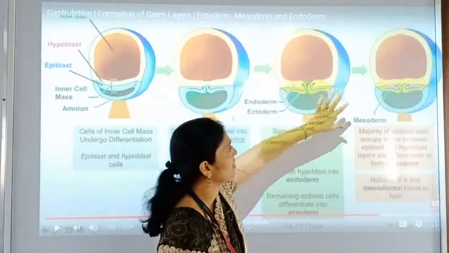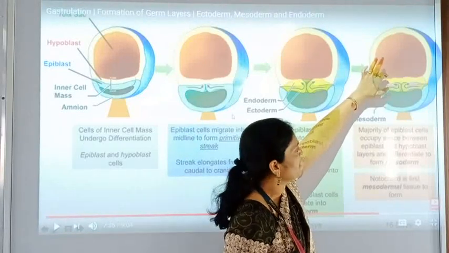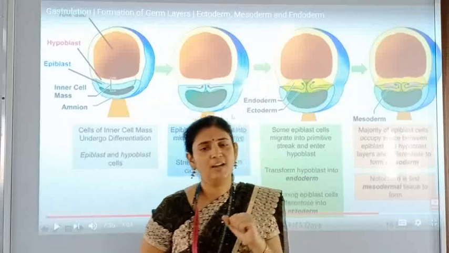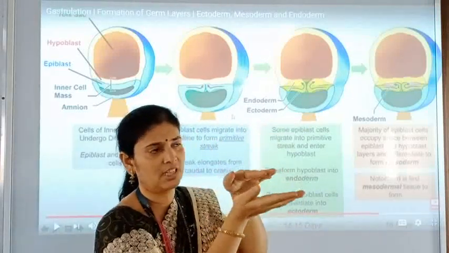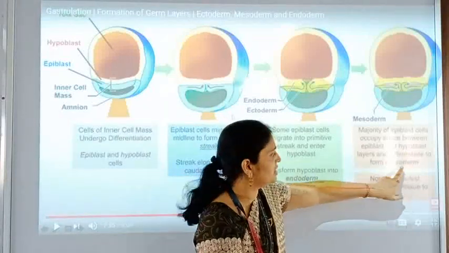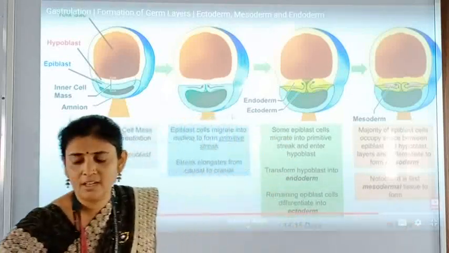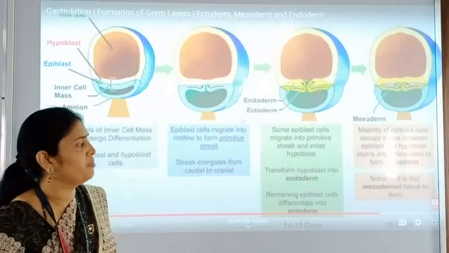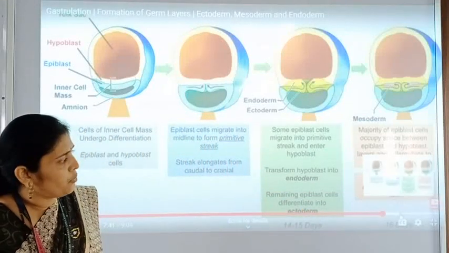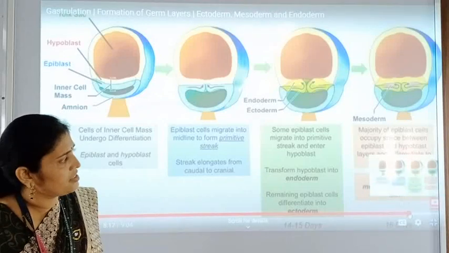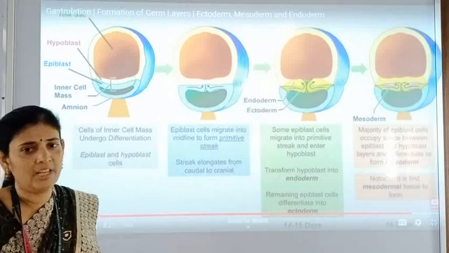So what happens here? The majority of the epiblast cells occupy space between the epiblast and hypoblast. म्हणजे काय होतं की काही epiblast cells ह्या epiblast आणि hypoblastच्या मध्ये जाऊन बसतात. And these cells are later differentiated into mesoderm, and notochord is the first mesodermal tissue to form. So here the notochord is firstly formed by this mesoderm layer, and due to this we can observe the different developmental stages occurring during this gastrulation.